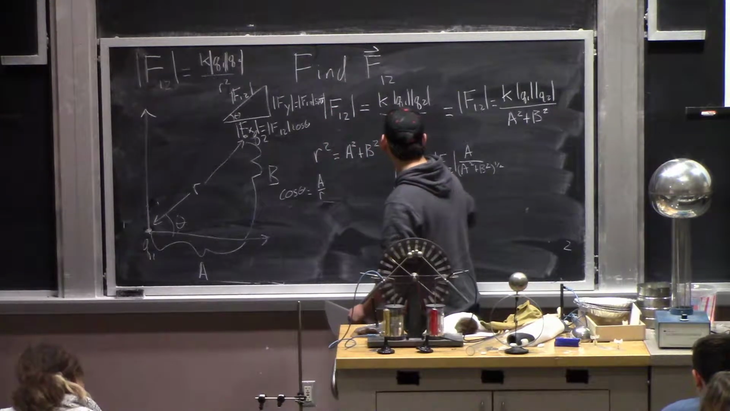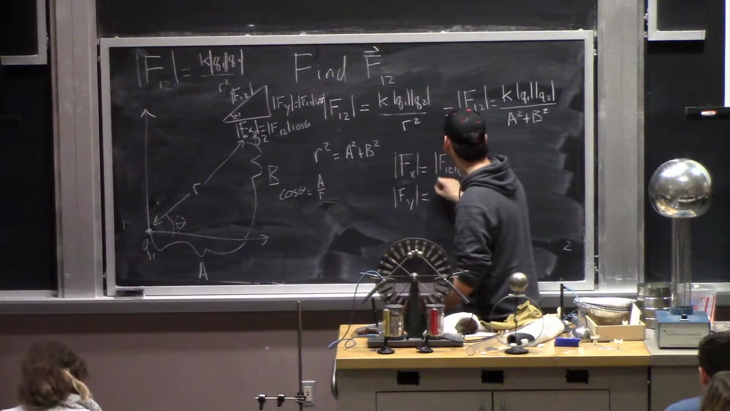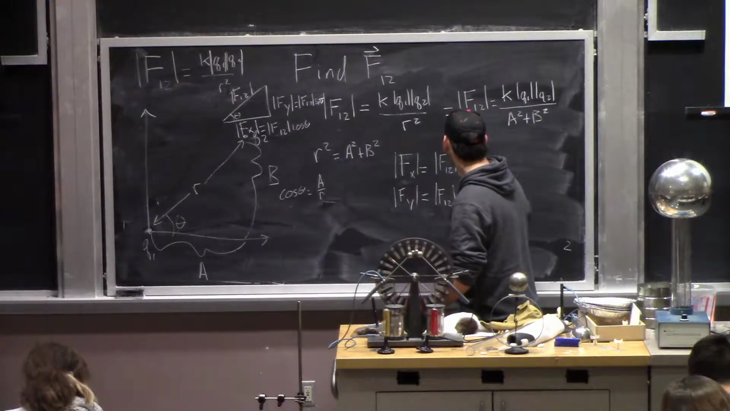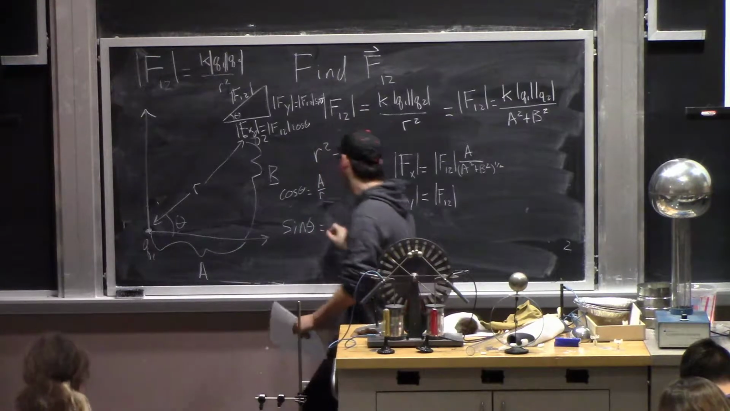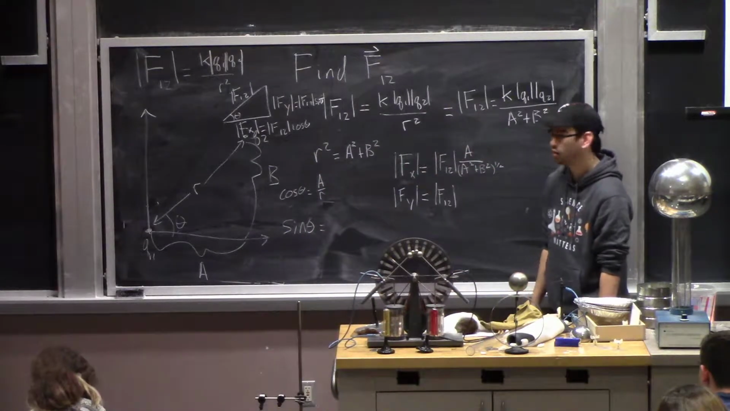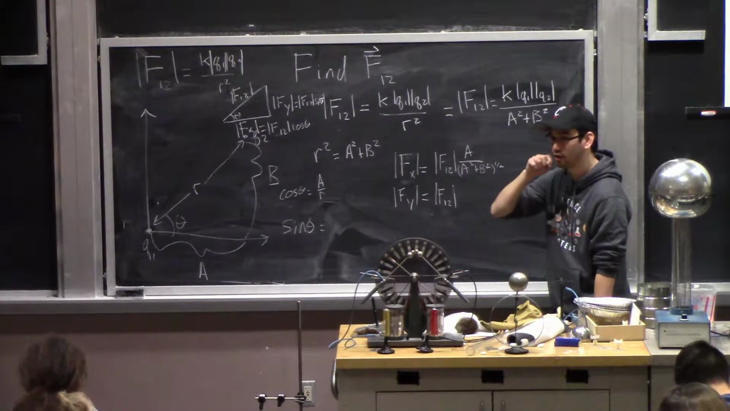Now if I want Fy as a magnitude, this is the magnitude of F12 times what? What's the sine? Sine of theta is what?